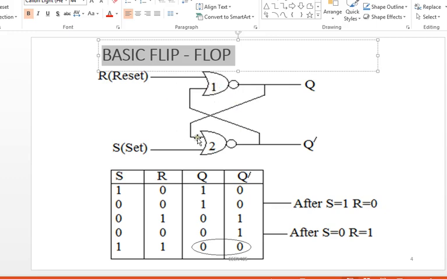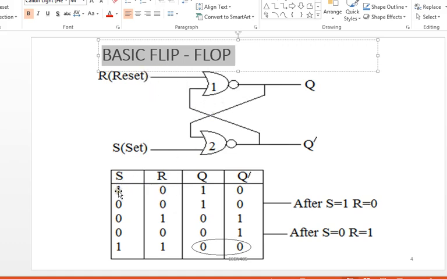Now, if we want to analyze this one, we need to remember the operation of the NOR gate. We can remember that the NOR gate gives 1 only when both the inputs are zeros. But whenever you have at least one 1, or all of them are 1, the output should be 0. Now, based on this, let us look at the truth table for the operation of this basic flip-flop using NOR gates.